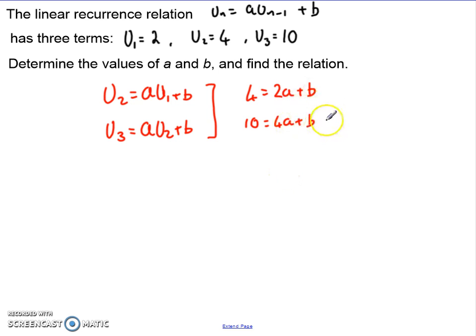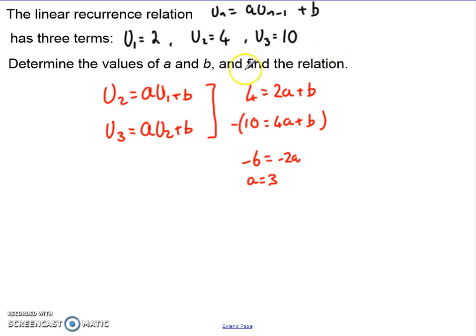Now again, the coefficients of the b's are the same, so I can just subtract the whole thing as a column sum. So I could do 4 take away 10, gives me negative 6, 2a take away 4a, gives me negative 2a, and the b's vanish. So negative 6 is equal to negative 2a, a has to be equal to 3.